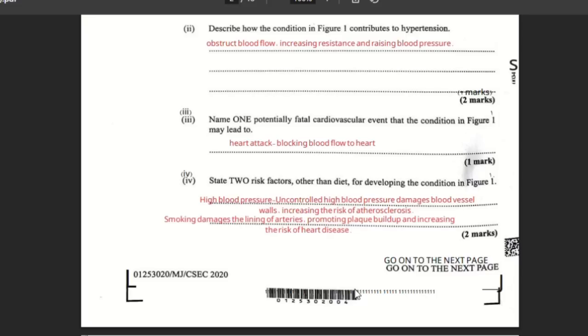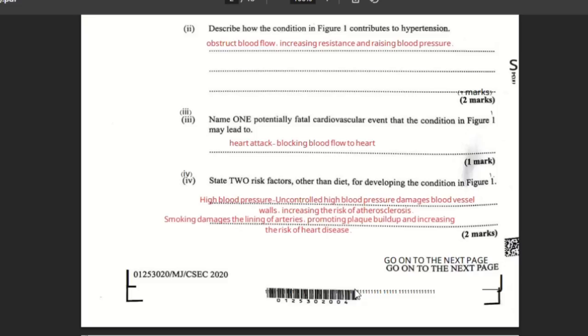So if somebody already has high blood pressure, right? So let's just say that they don't have this disease, but they have high blood pressure. So the fact that they have high blood pressure, it kind of is like a risk factor, right? So it increases their risk of developing the condition.